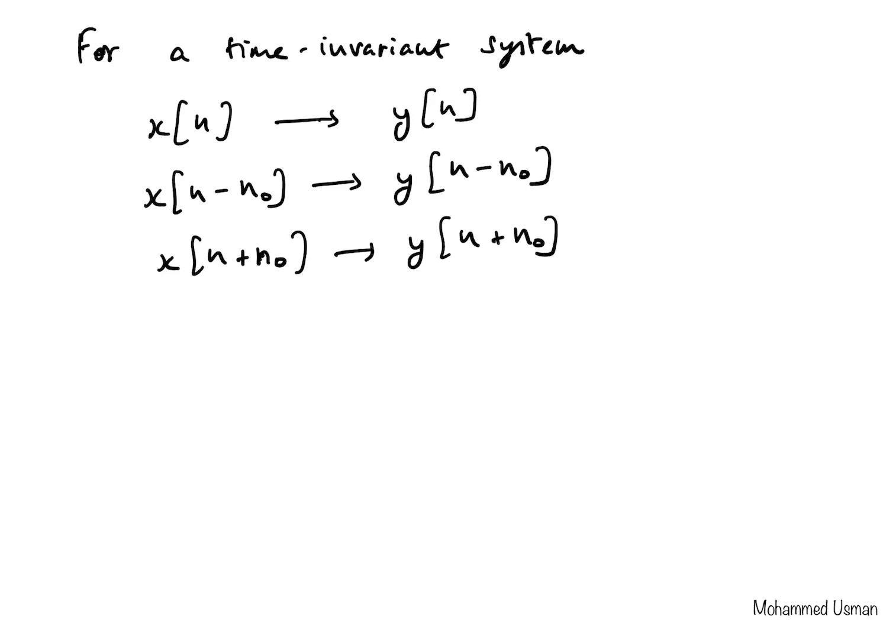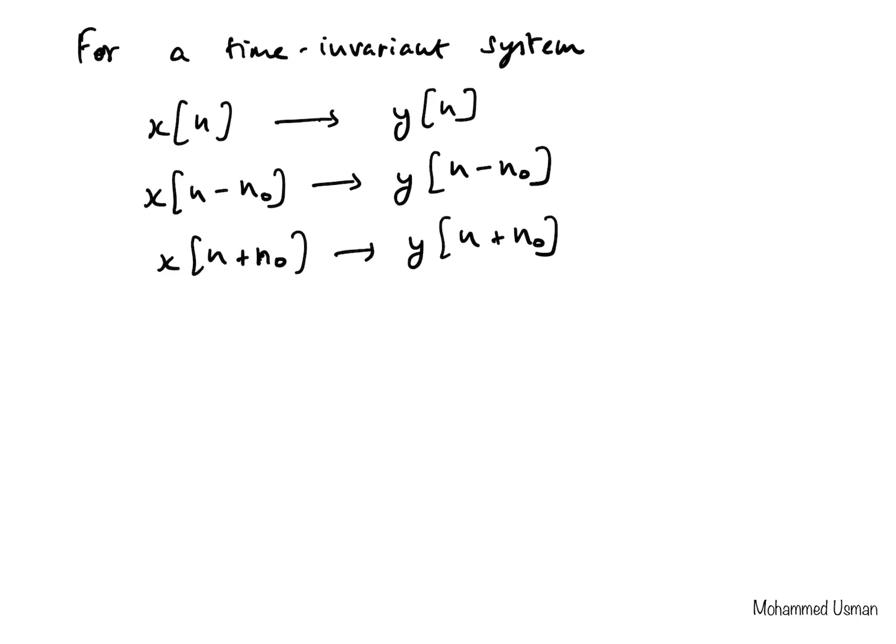So for a time invariant system, if we know the output y of n for some given signal x of n, then the output for a shifted version of that input will be the same as the shifted version of the original output y of n. Whatever shift is produced in x of n, the corresponding output y of n will also be shifted by the same amount. This is a property of the time invariant system, and we will be using this in developing an important concept in signals and systems.